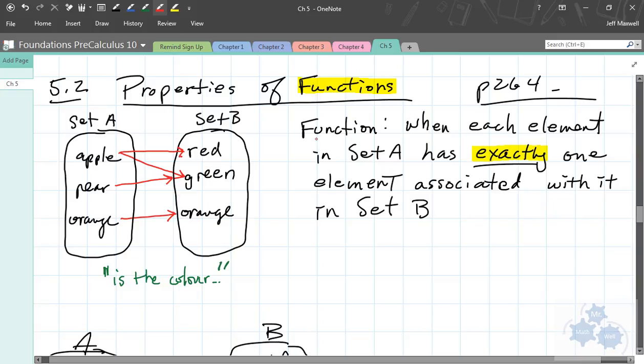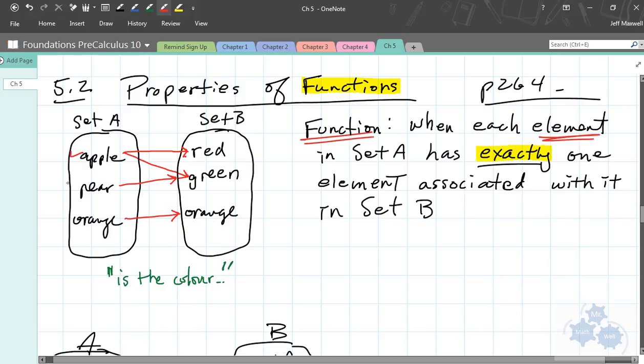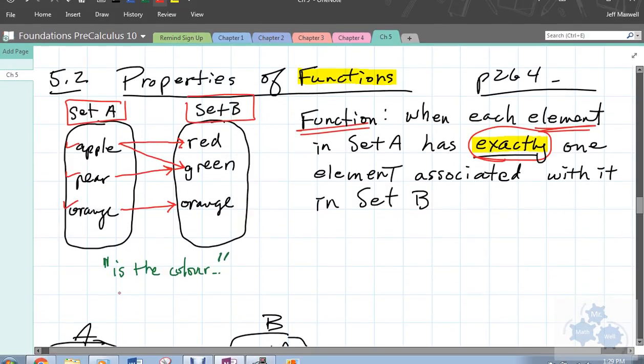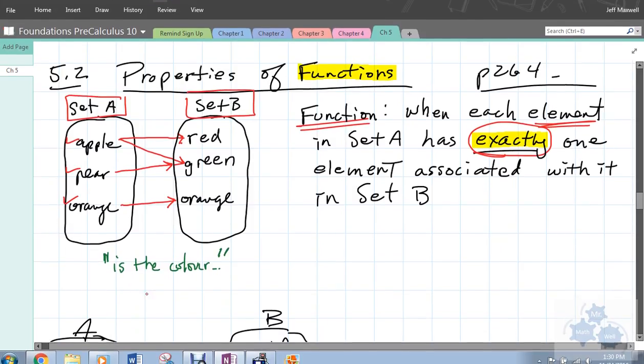Now, what is a function? Well, a function is a special type of relation where each element, that is, each item in the first set, set A, has exactly one element associated with it in set B. Now this over here is an example. Is this an example of a function, or is this a non-example of a function? So is this not a function, or is it a function?